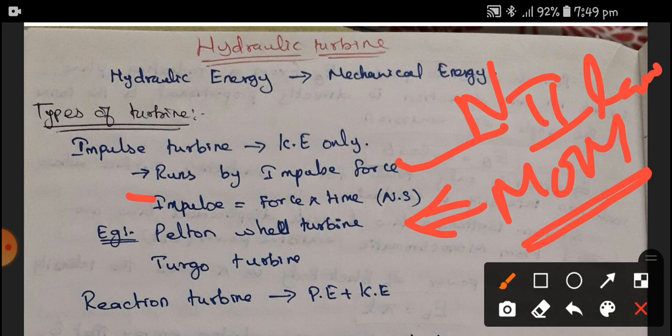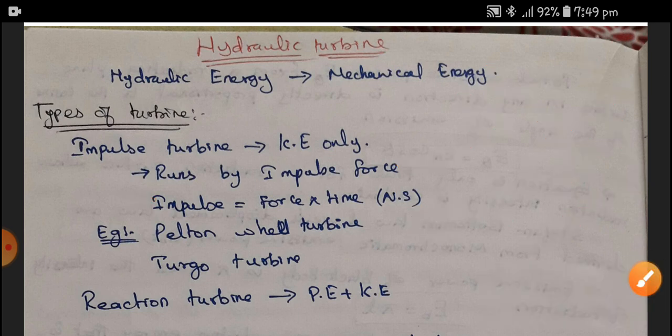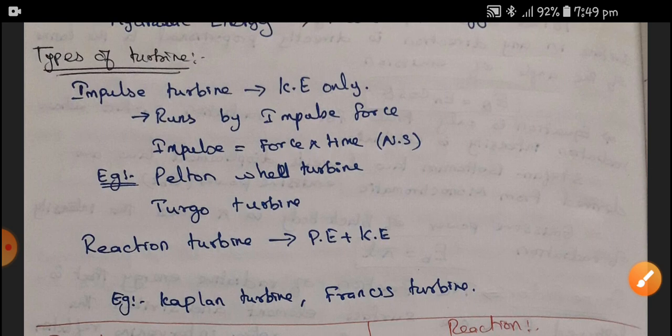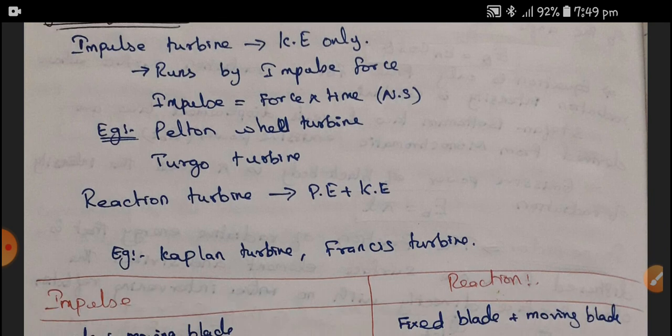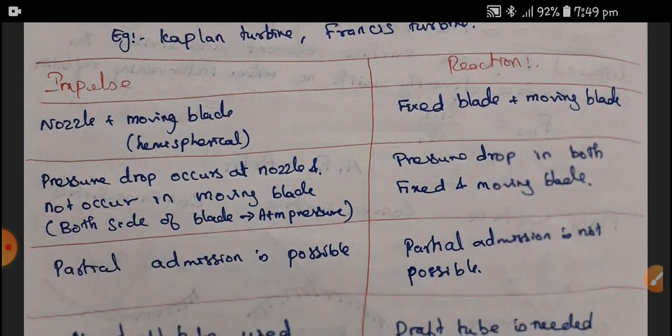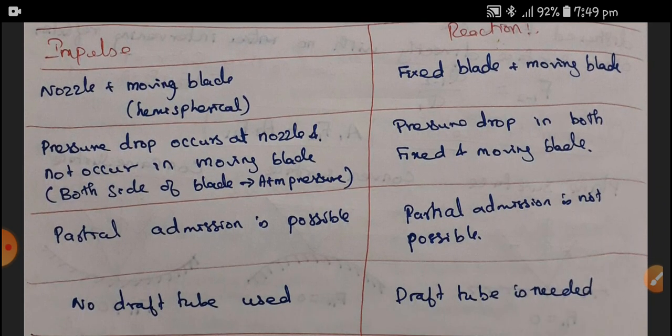The example of an impulse turbine is the Pelton wheel turbine. The reaction turbines use both pressure energy as well as kinetic energy, and examples are the Kaplan turbine, Propeller turbine and Francis turbine. Here I would like to give a detailed comparison of the impulse and reaction turbines. In an impulse turbine, there is a nozzle and a moving blade.